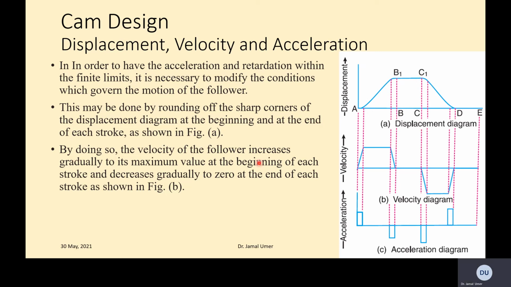By doing so, the velocity profile of the follower increases gradually to the maximum. So you see, now this is more true. The velocity from here, 0 to, let's say, 5 meters per second, goes up in increments like 1, 2, 3, 4. This is a more realistic approach. So the velocity goes up slowly and goes down slowly, for the rise and the dwell. And the same thing goes for the return stroke as well. So it decreases and then stays at some value. So now this is more realistic.